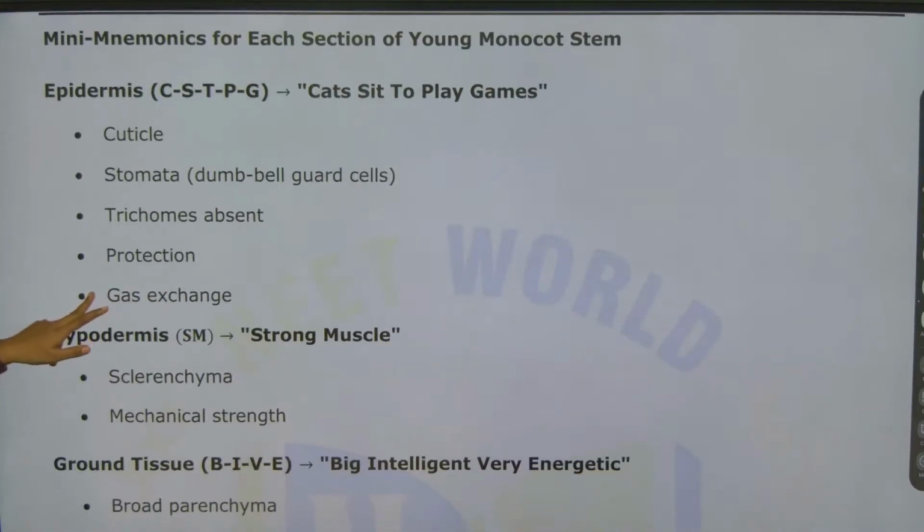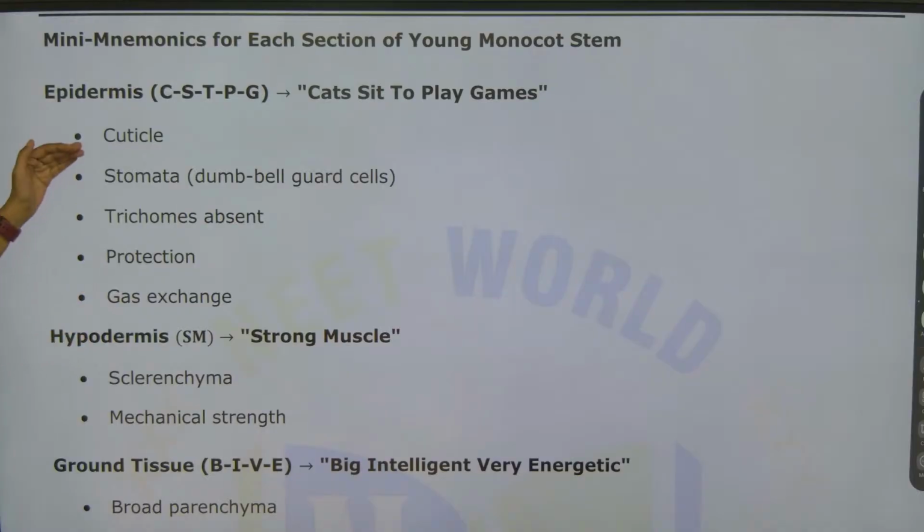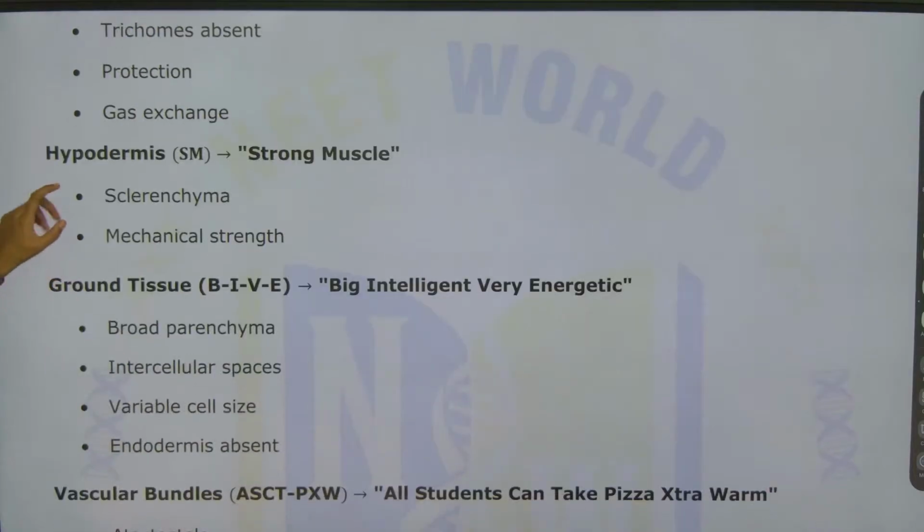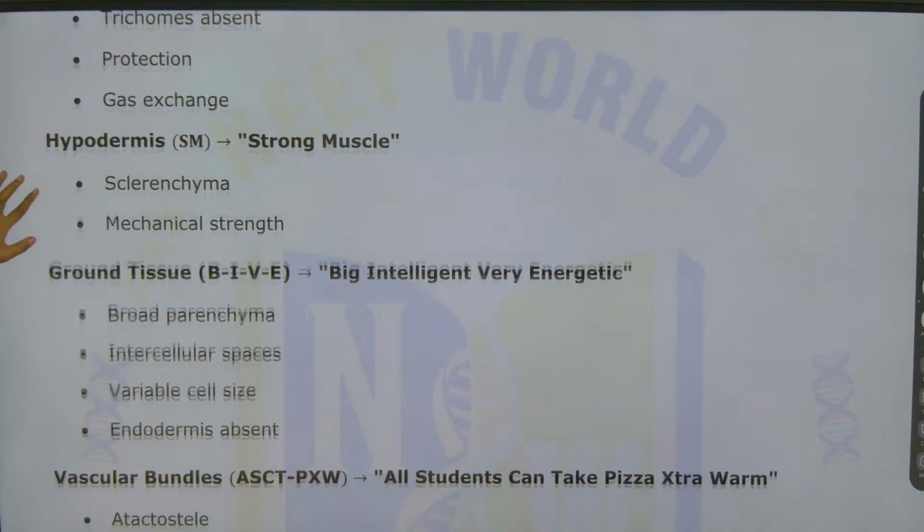Next, how can you remember this easily? The sequence of the description: Cats sit to play games. Cuticles, stomata, trichomes are absent. Protection and gaseous exchange for epidermis. Hypodermis, strong muscles, because it has sclerenchyma in its composition and its function is mechanical strength.